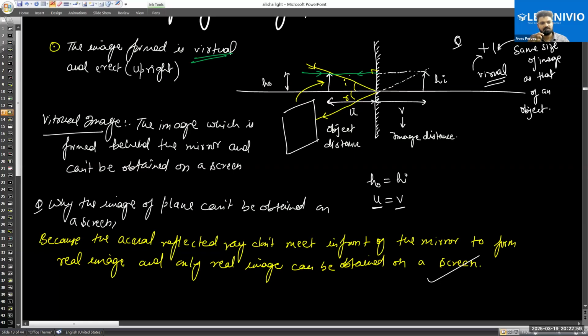I have to write the question answer also. Why can the image of a plane mirror not be obtained on a screen?